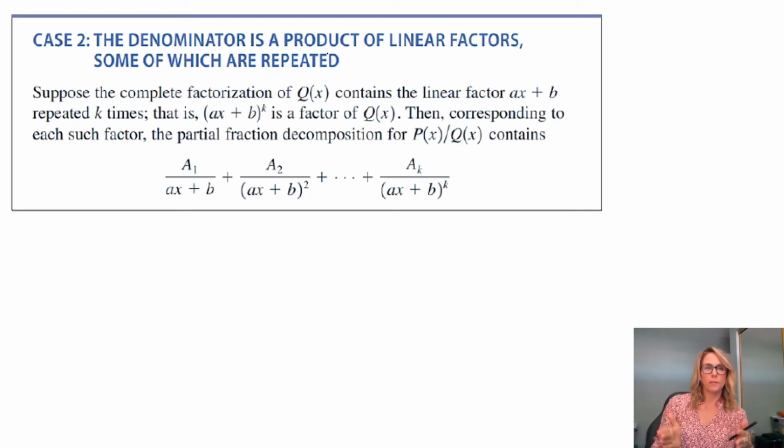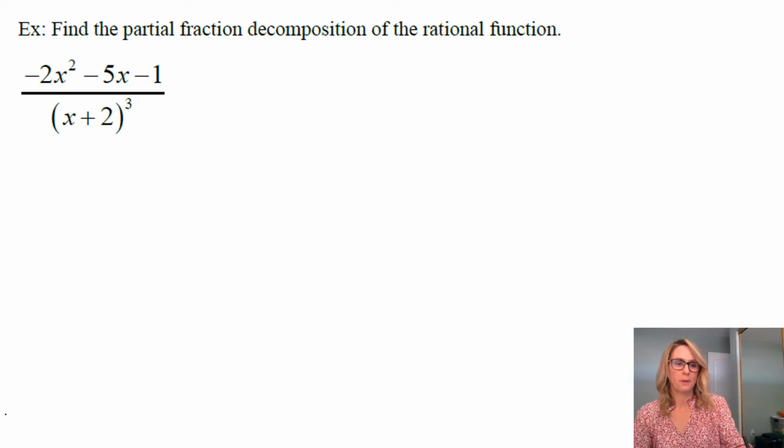Okay, now there's another example. You could have a situation where you have the same repeated factor in the denominator. So notice you might have ax plus b, and then you might have it again. If you have it again, you need to do a linear factor and then a factor that is squared, all the way up to however many factors in the denominator you have, again with just that constant at the top. So let's take a look at one of these examples.